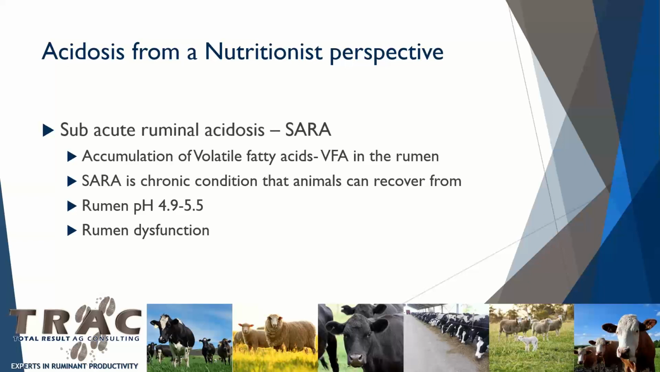SARA is a chronic condition that animals can recover from. The pH is a little bit higher than what we see in acute acidosis, in the mid fives, and it's a rumen dysfunction. It's where the rumen really isn't performing to its best.